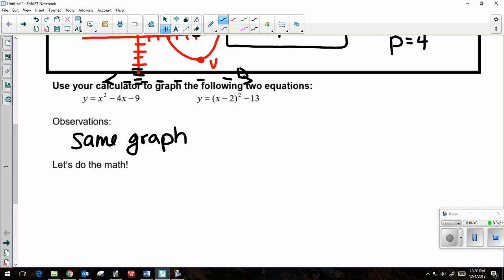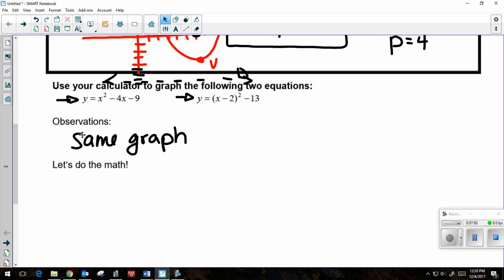So I have two different equations that give me the same graph. And what that means is that it's equivalent. So this one is going to be the same as this one. It's just disguised or changed around a little bit. So we're going to do the math to see what happens and how it gets transformed into that.